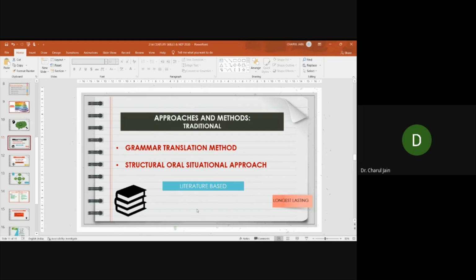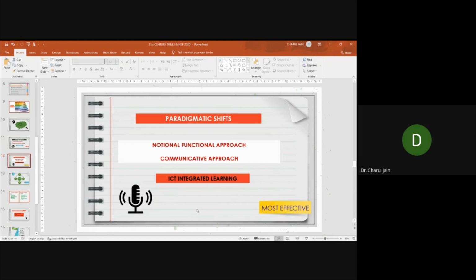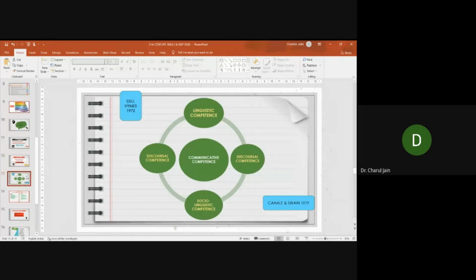But in recent times, things have changed a lot. A paradigm shift came in the 1970s. You are all teachers of English, and I'm sure you all know this, but I have a point to make, and therefore I'm just very quickly revising these things. Notional functional approach and communicative approach. Both these approaches came much later in the 1970s, which shifted the focus from accuracy to communicative ability.